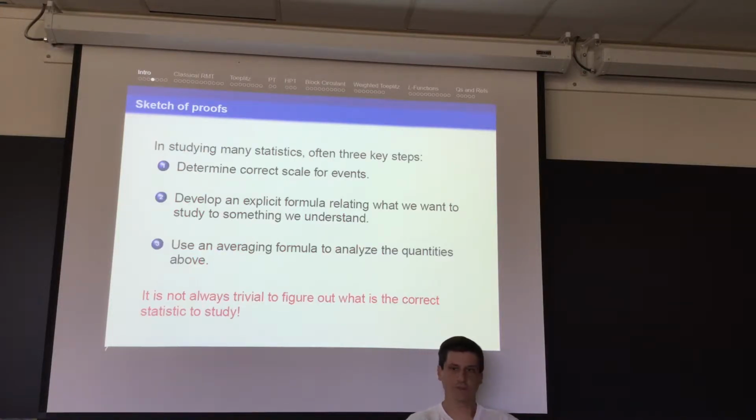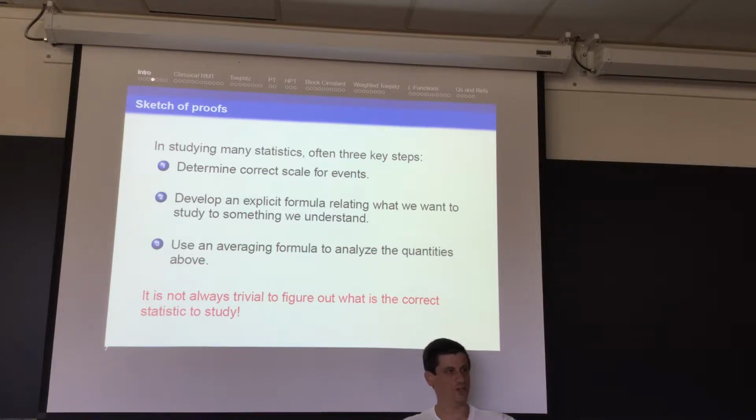All right, so the three things we need to do for all these systems is determine the correct scale, develop an explicit formula relating what we want to study to something that we understand, and then we need to develop some kind of averaging formula to work with the object. So we talked a little bit about this with the eigenvalue trace lemma yesterday.